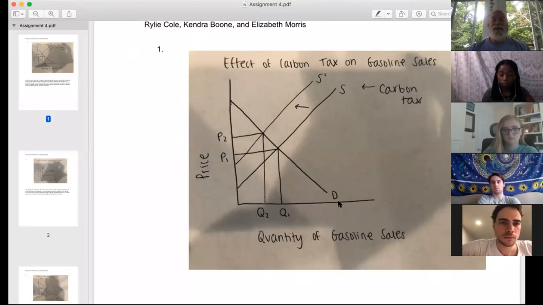Okay, so what we have is we're looking at the market for gasoline sales. And the question is, if the government imposes a carbon tax per gallon of gasoline, how's that going to affect the market here? Okay, the answer is shown correctly here.